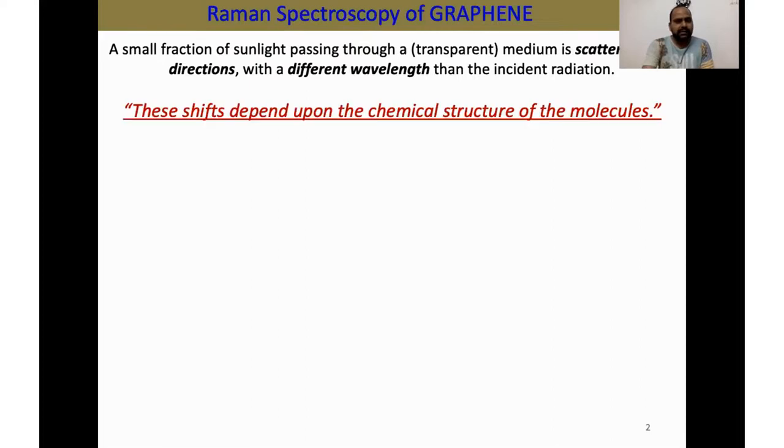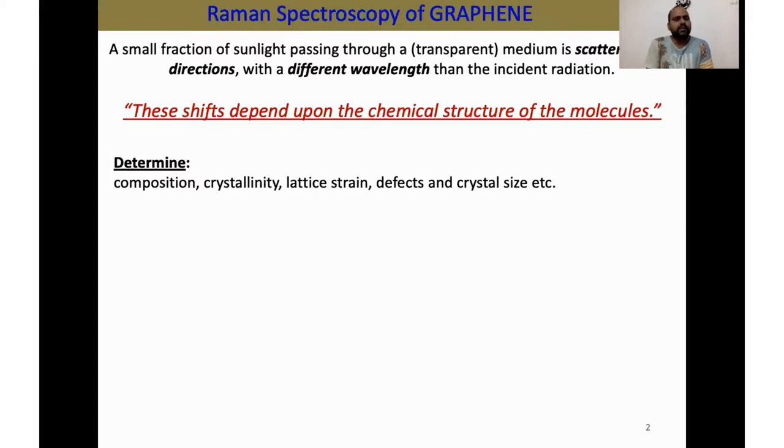In general, how much the shift is depends upon the structure of the material or the chemical structure of the molecule. By analyzing that shift, we can easily identify what kind of material is there or what kind of molecular structure the material has. Particularly, we can get an idea about composition, crystalline behavior, whether there is lattice strain, defects, or maybe the crystal size of the material.